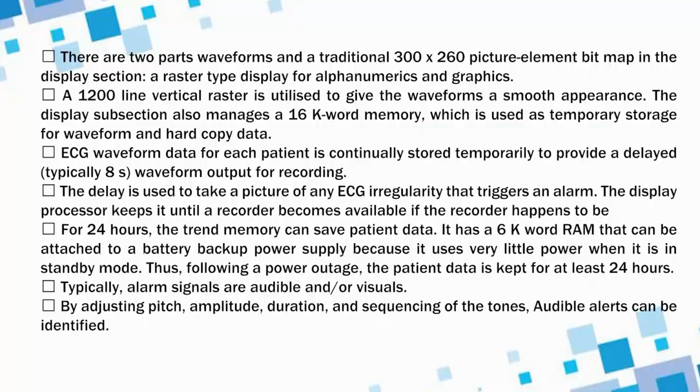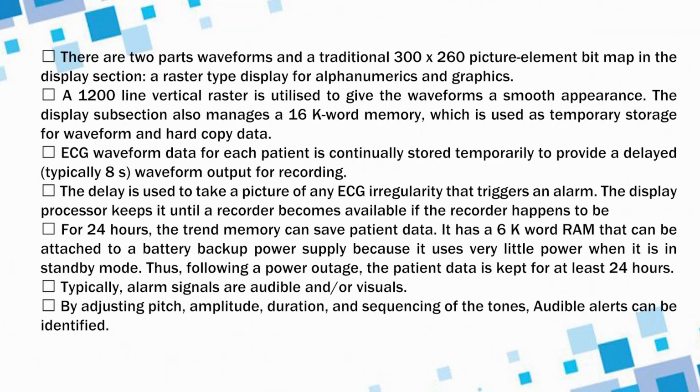There are two parts in the display section: a raster type display for waveforms and a traditional 300 by 260 picture element bitmap for alphanumerics and graphics. A 1200 line vertical raster is utilized to give the waveform a smooth appearance. The display subsection also manages a 16K word memory which is used as temporary storage for waveform and hard copy data.